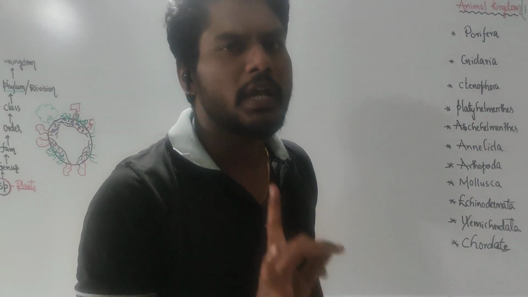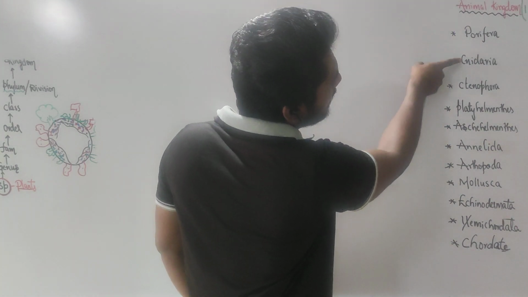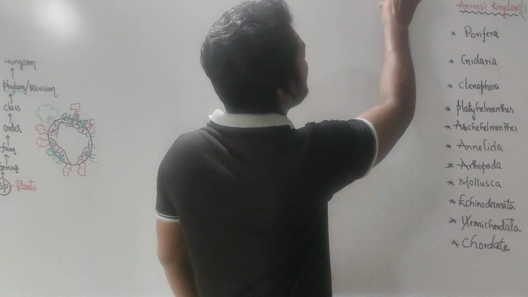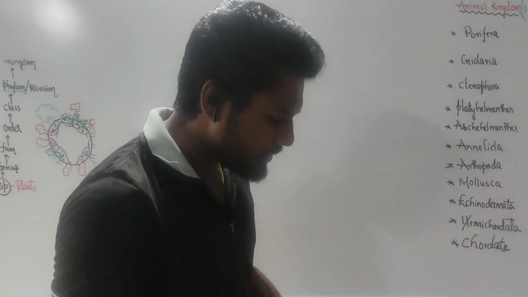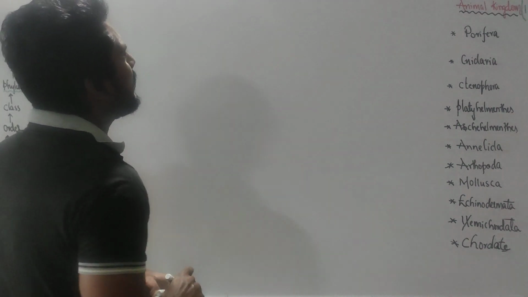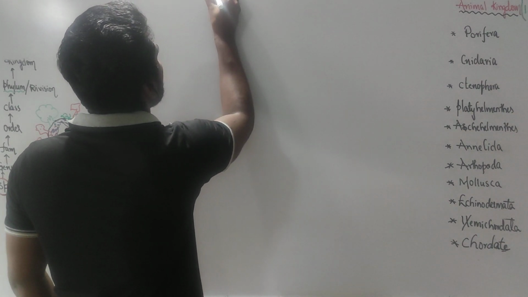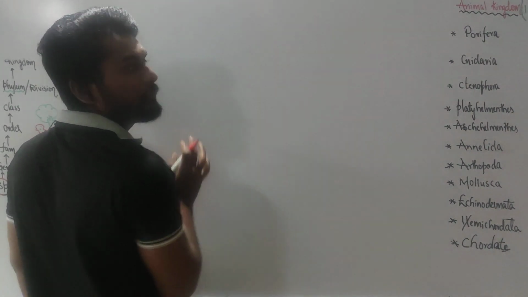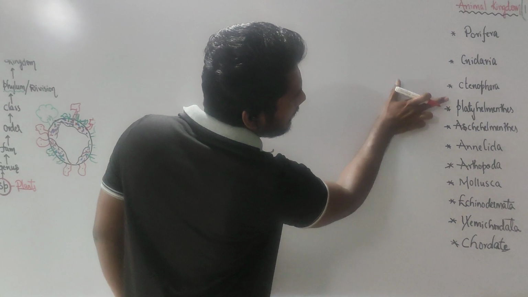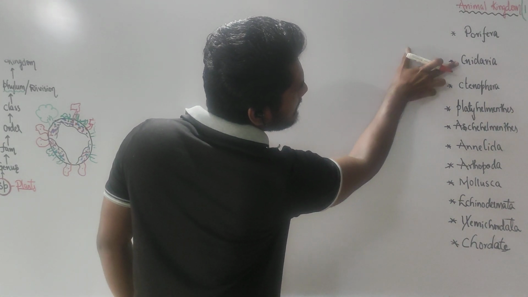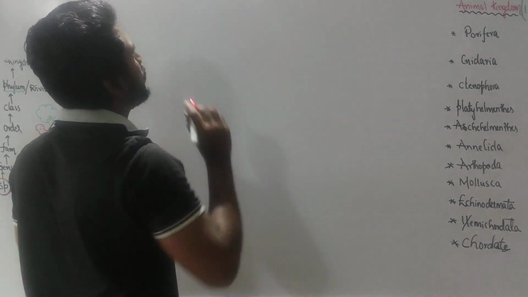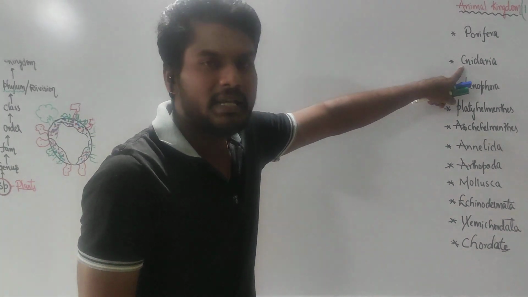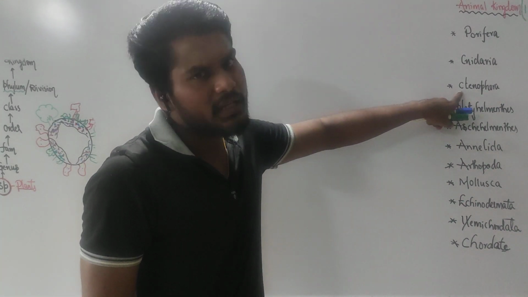Clue. What is the clue? You take the first letter of all these phyla and make a small hint. What is the first letter of all the phyla? First phylum, Porifera, so take P. The second and third phyla both start with C. How many C's are present? C square, two C's. Cnidaria starts with C, and Ctenophora also starts with C.